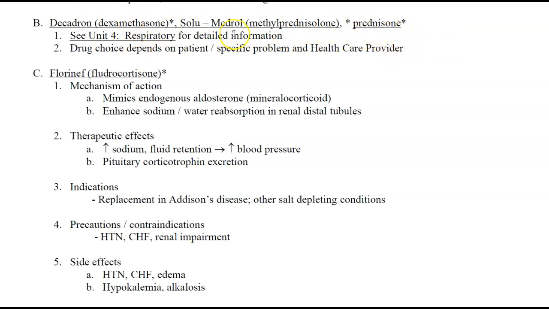Sometimes it is doctor's preference, but there are also instances where you see certain medications prescribed more often. Decadron or dexamethasone, you will see after spinal surgery, and methylprednisolone, you see administered in cases of respiratory problems, to aid as a rescue drug. And prednisone, you will see administered in the outpatient setting. So again, you can review Unit 4 for more detailed information, and the drug choices depend on the patient, the specific problem, and the healthcare provider.